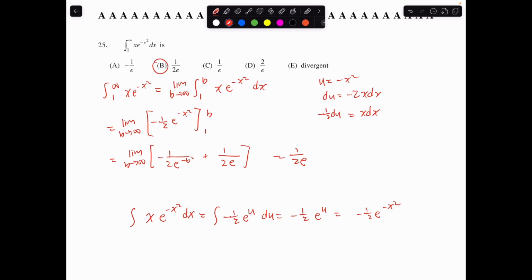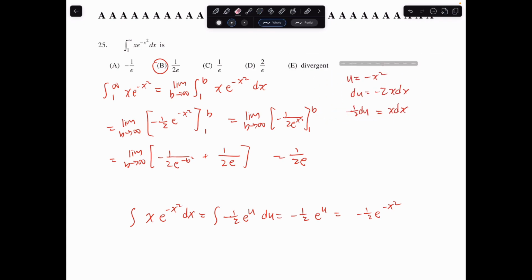All right, you have to know a little bit about exponent rules. It might be a little bit clearer if I wrote this: negative e to the negative x squared, evaluated from 1 to b. Let me just move this over.